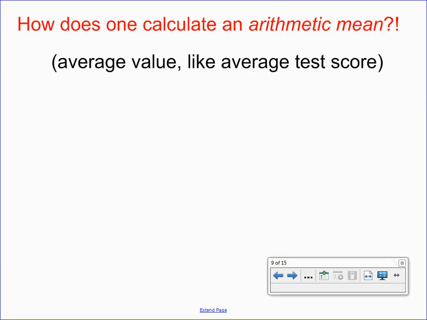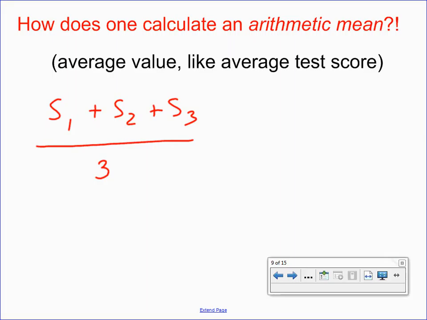Absolutely. We add them all up and divide by the number of entries. And so we can take our score 1 plus score 2 plus score 3, and so on and so forth, and divide by the number of entries that there are. In this case, there's 3 entries. Finding an average value of a finite number of entries is easy cheesy.